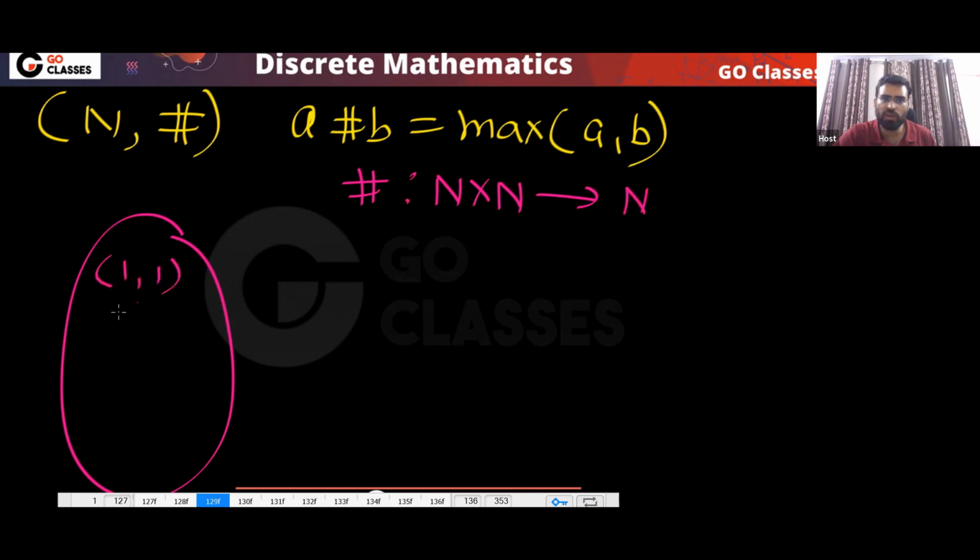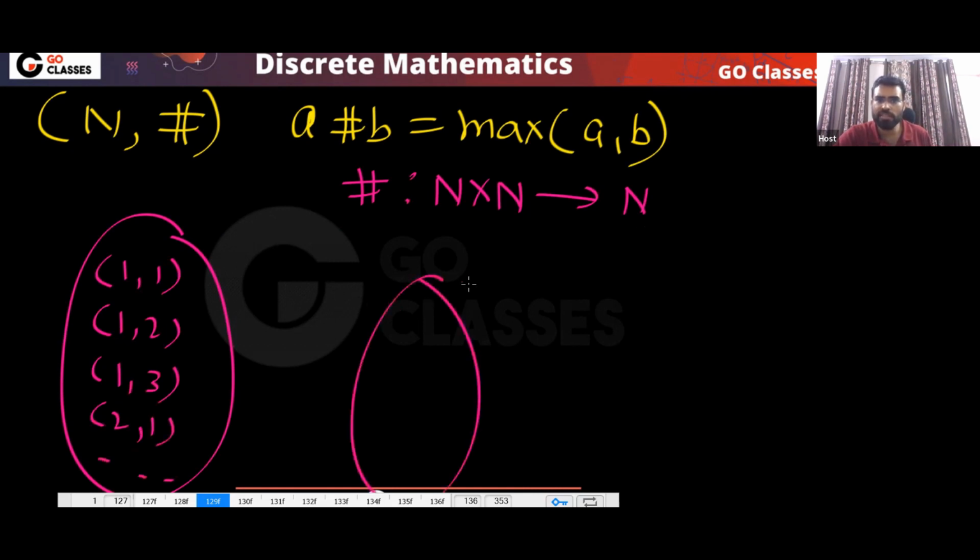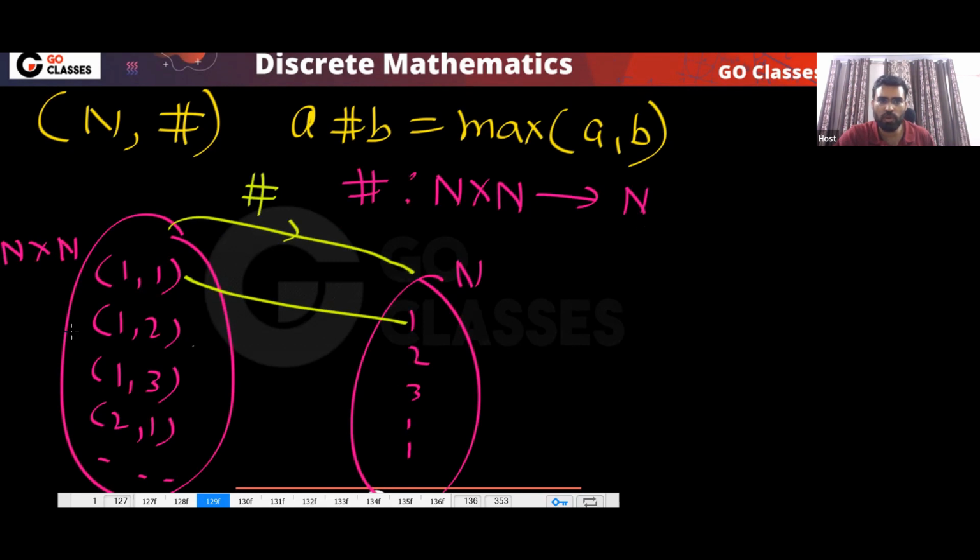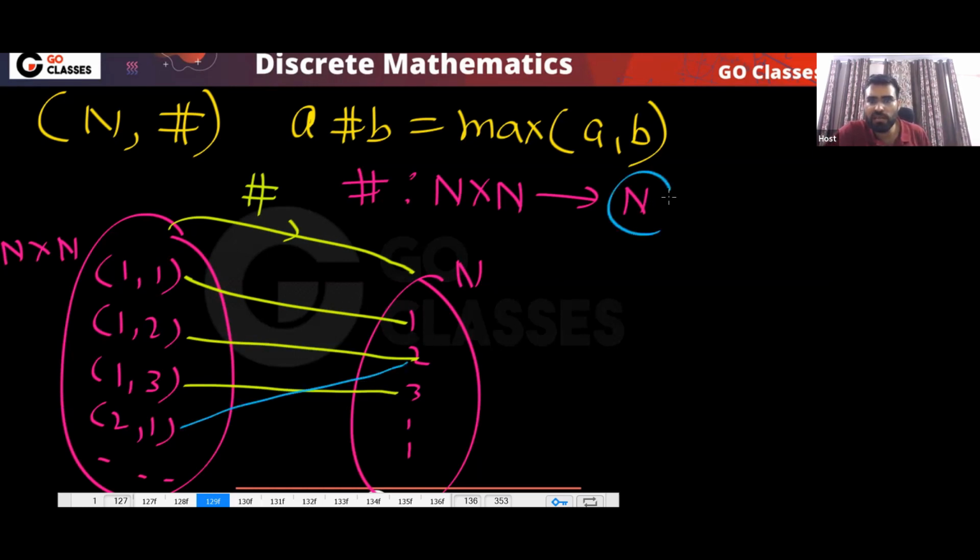In n cross n you have 1 comma 1, 1 comma 2, 1 comma 3, 2 comma 1, and so on. And here this is your n. Here you have 1, 2, 3, and so on. Now you can clearly see that this hash is a function: 1 comma 1 is 1, 1 comma 2 is 2, 1 comma 3 is 3, 2 comma 1 is 2, something like this. So you can notice closure property is satisfied because whatever two elements you take, the result will be here.